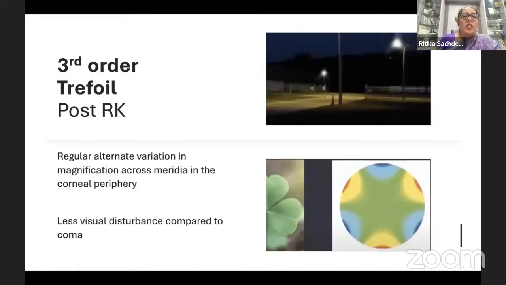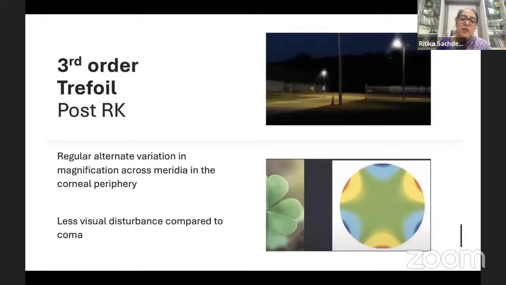Another third order aberration is the trefoil. Unlike the coma, this is more peripheral. This is a regular alternate variation of the magnification of the meridia in the corneal periphery. So classically, you see this. What can you think of that happens in the eye which leads to this? It is an arcade, right? There are incisions which cause this peripheral distortion. So this is what a trefoil leads to in terms of the starburst, right? You can imagine the arcade and the visual outcome is starbursts.